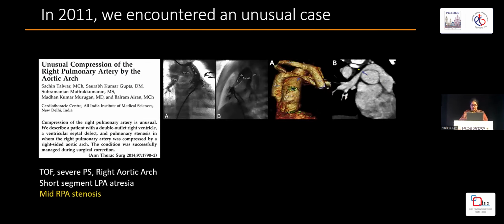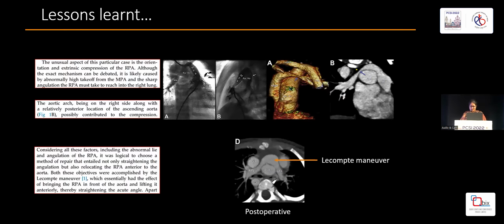So in 2011, we encountered an unusual case. This was a case of TOF with severe pulmonary stenosis with a right aortic arch and a short segment LPA atresia. But there was a significant mid-RPA stenosis, which is not very common in TOF. Here we found that the aorta was located quite posteriorly, and overall we decided that it was logical to do a Lecompte maneuver and bring the RPA anteriorly to relieve the RPA stenosis.